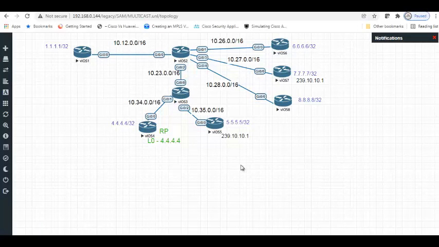And R4 now knows that there are only two people in this topology who are interested. RP is very clear who are all interested in this traffic to 239.10.10.1. Not only R4, R2 will know. Why will R2 need to know?